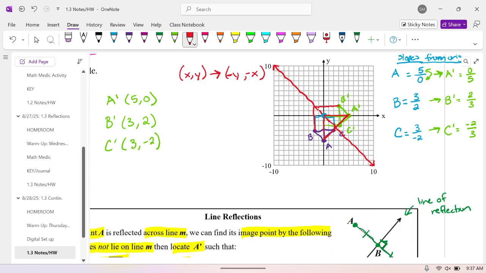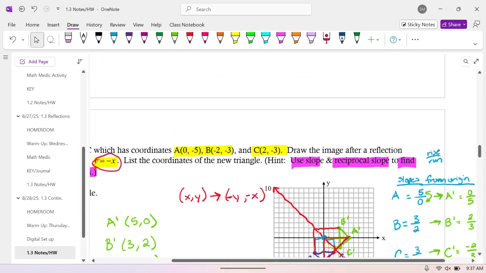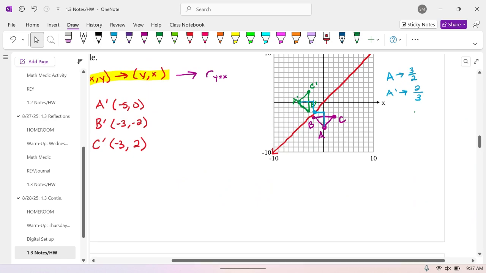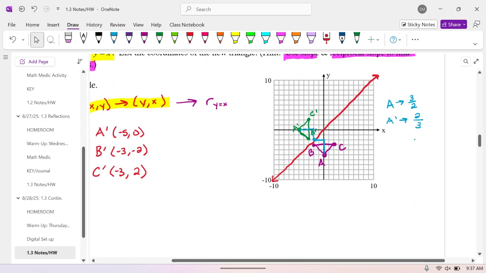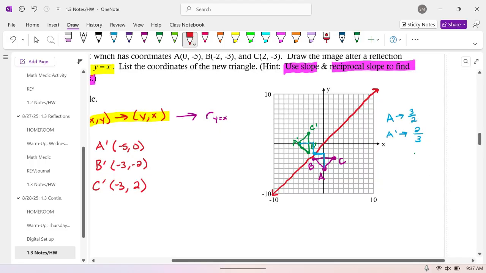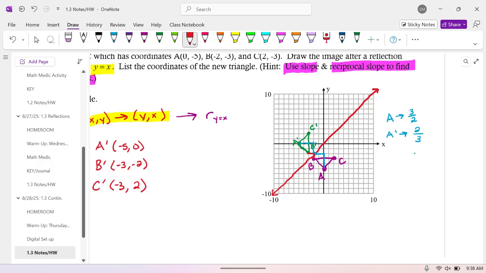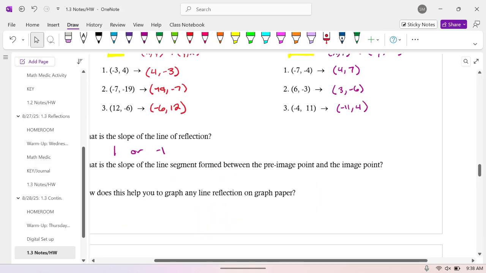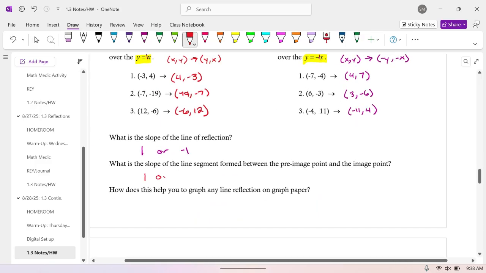So whenever you reflect over these lines, it will either become 1, or if we look at our previous one, we go from B to B prime, up 1 over 1 to the left. That means the slope is -1. So in other words, the slope is the opposite of the one that we started with. That's why we use reciprocal slopes to find that. Does that make sense? All right. So that means that it would be either 1 or -1.